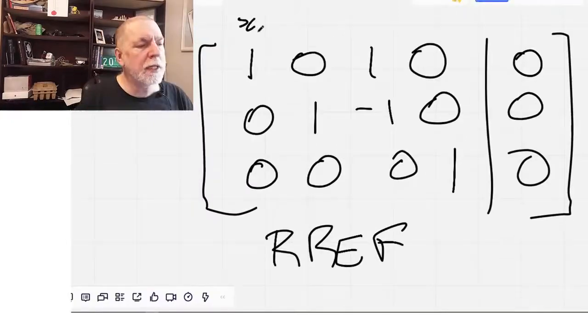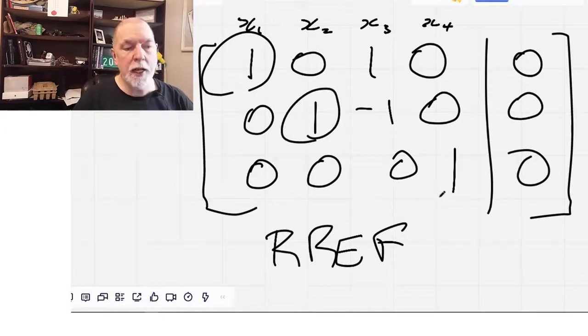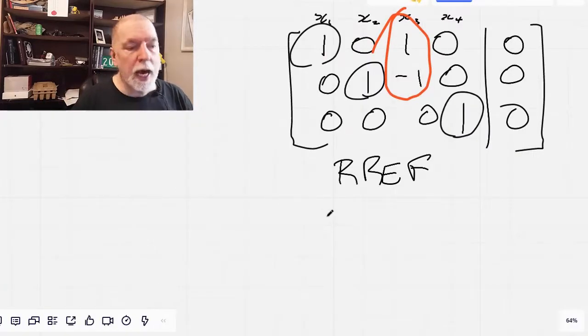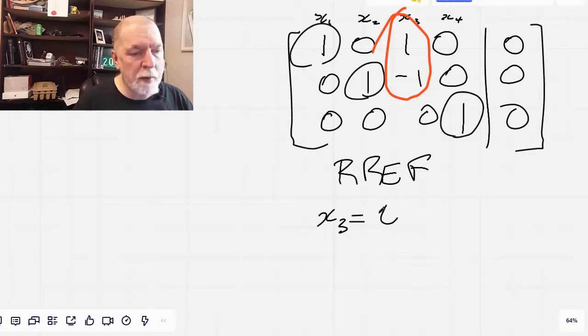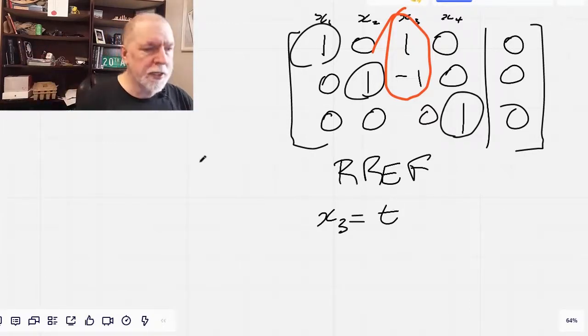And for reference, let me label the columns according to their variables. Here we have a leading one, here we have a leading one, and here we have a leading one. x sub 3 is a non-leading variable. We can live with that. We'll assign x sub 3 a parameter. We'll call it t. That's our solution for x sub 3.